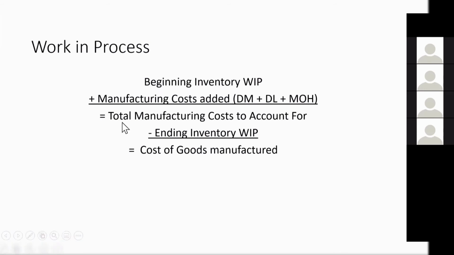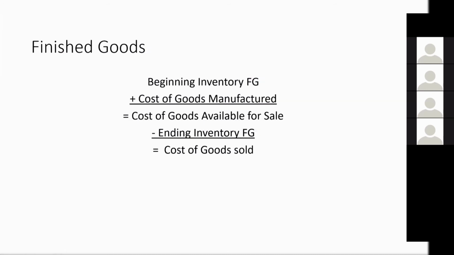The $1,150 total manufacturing cost to account for, minus the $350 in ending work in process, gives us the cost of goods manufactured of $800. That amount would be transferred to finished goods. But again, notice, beginning plus the cost added equals account for, minus the ending gives us our cost of goods manufactured. Same basic functionality as direct materials. Finished goods: beginning plus cost of goods manufactured, cost of goods available, minus ending equals cost of goods sold.